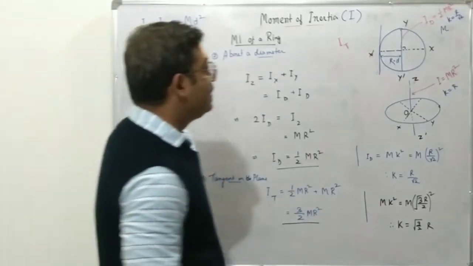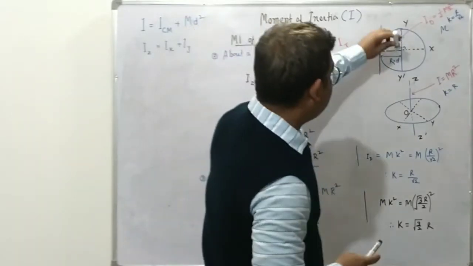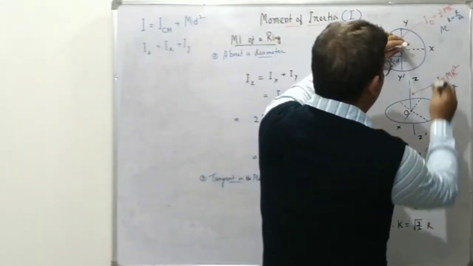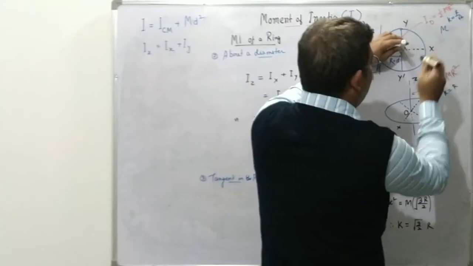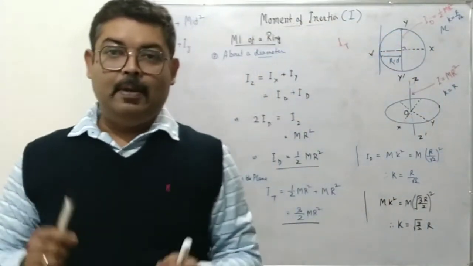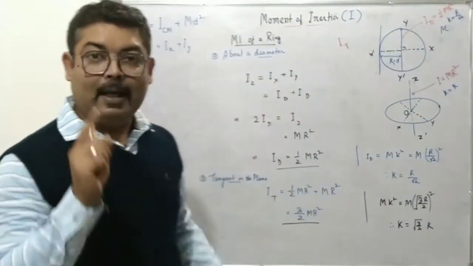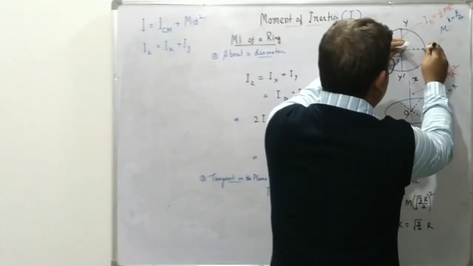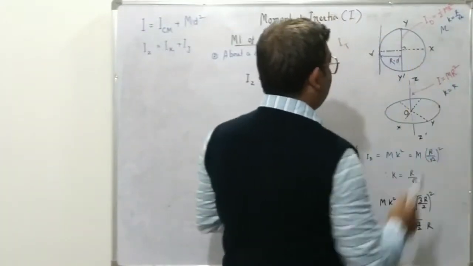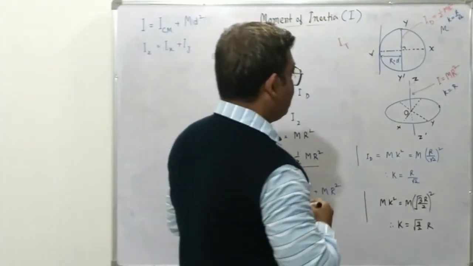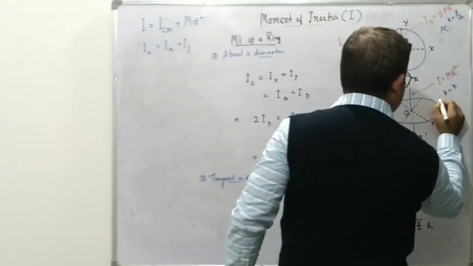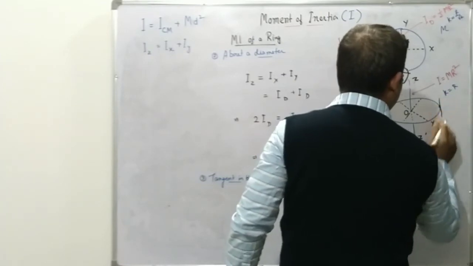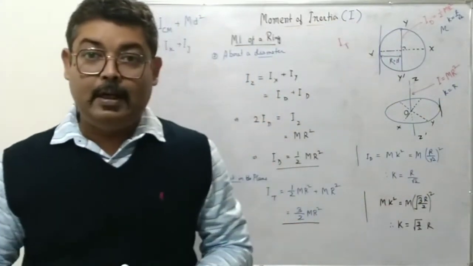Why? See, we have an axis like this, the z axis. We can always have a tangent passing through this, touching. What is the definition of a tangent? A tangent is a line that touches the circle at one single point. So if I have an axis like this, we can always have a tangent like this, right? Passing through one of the points. So let us say we have a tangent here, which is perpendicular to the plane of the ring.